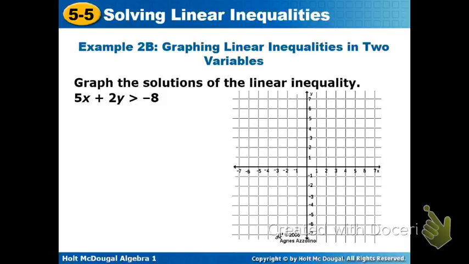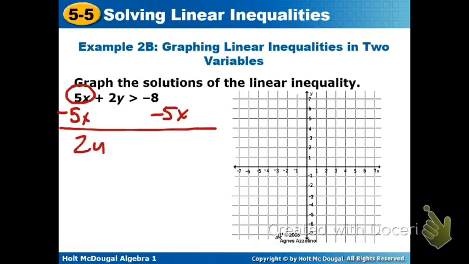Alrighty, so here we go. We've got 5x plus 2y is greater than negative 8. Well, first things first on this one, we've got to make sure we're in slope-intercept form, which means we've got to get that y all by itself. So the first thing we always move is that x over to the other side. It's positive right now. We have to subtract it to move it to the other side. Let's rewrite what we have. We have 2y is greater than, and I'm going to put that x part first, negative 5x minus 8.